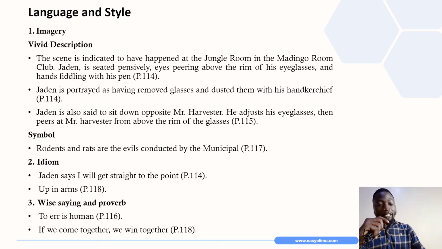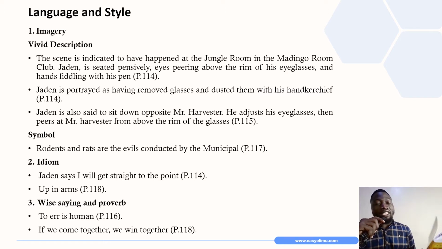Under vivid description, we are told that as the scene starts, the setting is Madingo Golf Club in the jungle room, and we are told that Jaden is seated pensively, eyes peering above the rim of his eyeglasses, and hands fiddling with his pen. Let me just read the intro so that we look at how the author has used language that is visually descriptive, giving us a mental picture of the setting. Late morning at the jungle room in the Madingo Golf Club, Justice Jaden is seated pensively, eyes peering above the rim of his eyeglasses and hands fiddling with his pen. Enter Harvester. Justice Jaden stands to usher him.